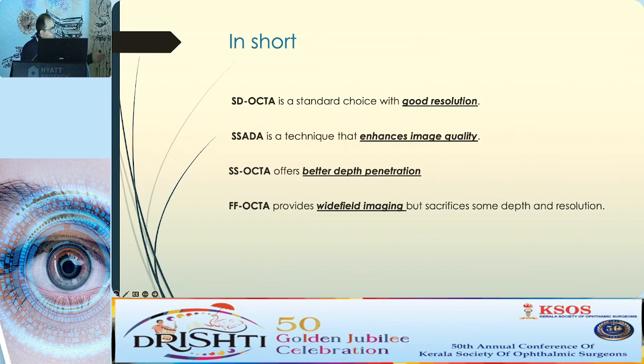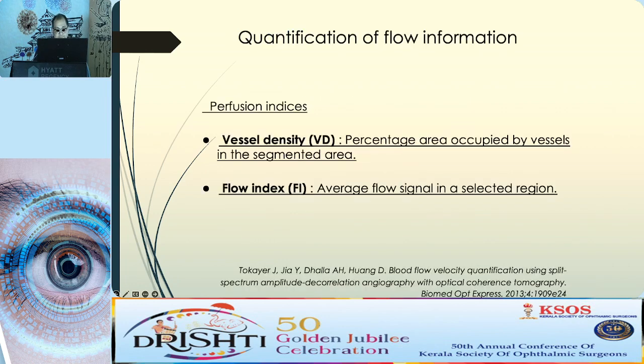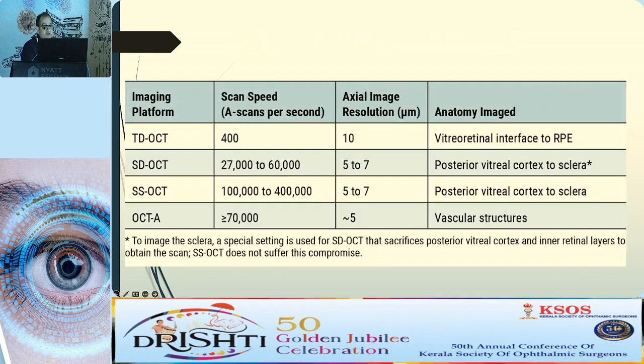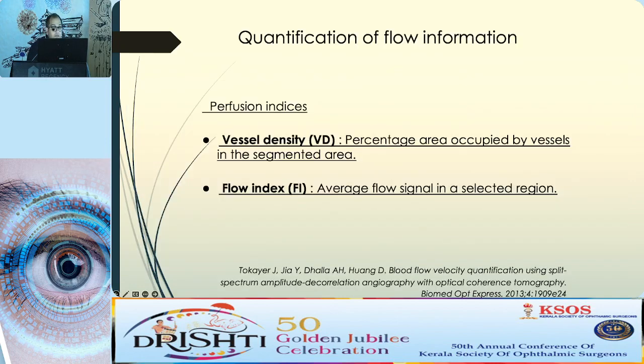When you have a swept source OCTA, you have a better depth penetration, whereas a full field OCTA gives you a wider field of imaging. The other parameters which are looked in are vessel density and the flow index. If you look at the difference between the A scans per second between the different machines, from a time domain OCT all the way till the OCTA, it operates at somewhere more than 70,000 A scans per second, and the actual resolution which it provides is somewhere to the tune of 5 microns.